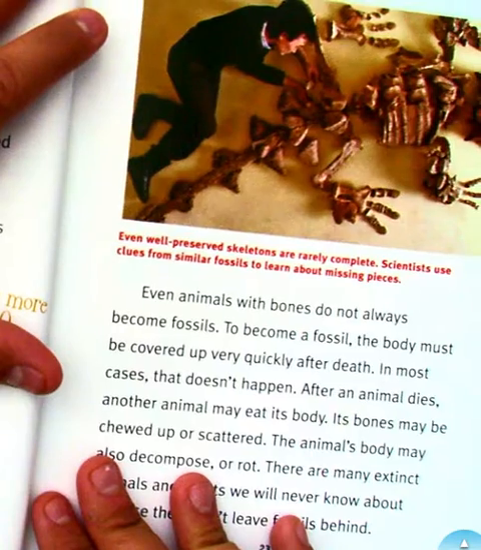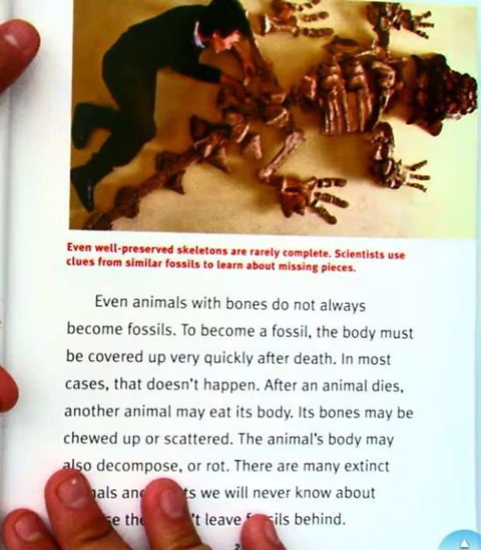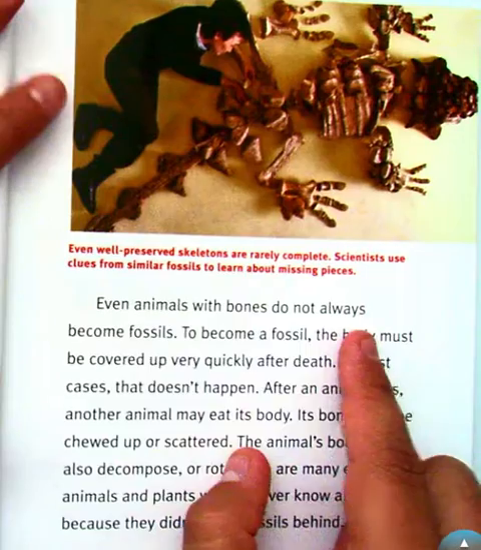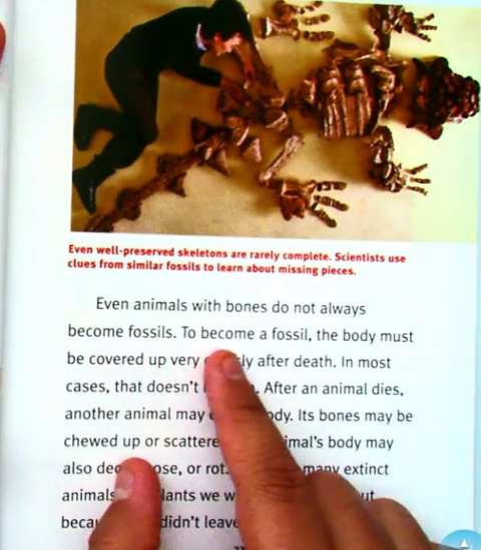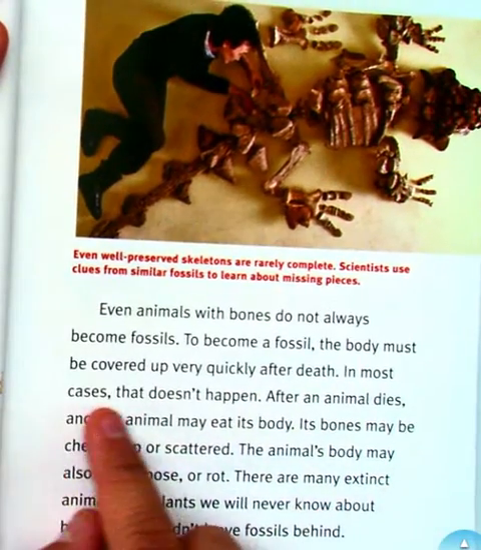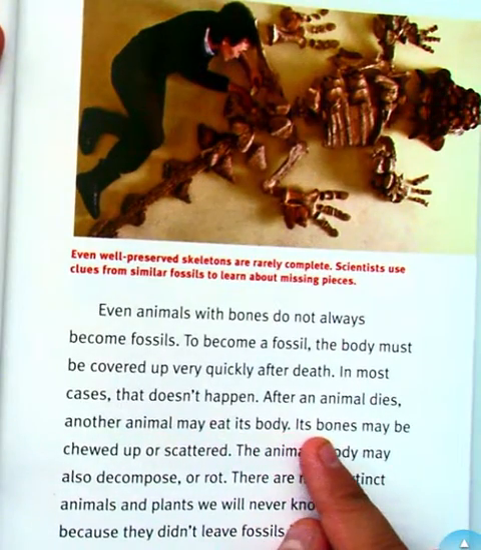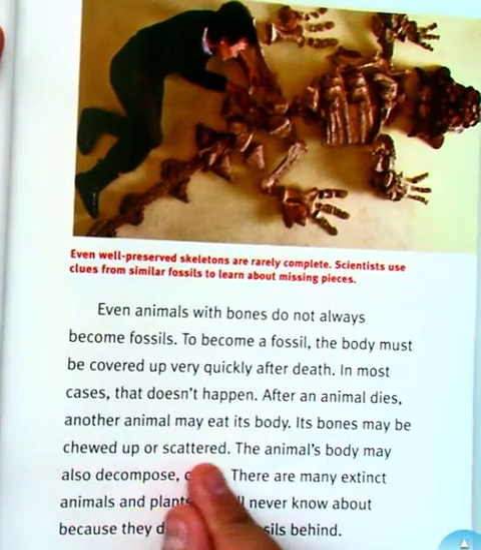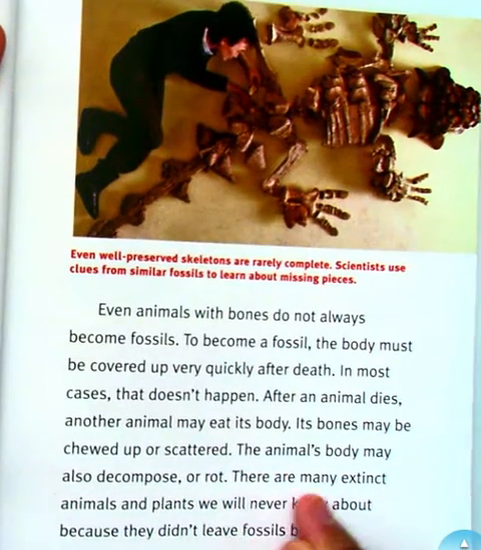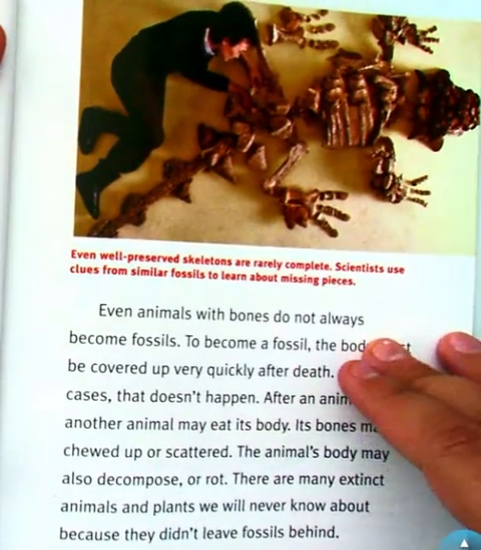Even well-preserved skeletons are rarely complete. Scientists use clues from similar fossils to learn about missing pieces. Even animals with bones do not always become fossils. To become a fossil, the body must be covered up quickly after death. In most cases, that doesn't happen. After an animal dies, another animal may eat its body. Its bones may be chewed up or scattered. The animal's body may also decompose or rot. There are many extinct animals and plants we will never know about because they didn't leave fossils behind.